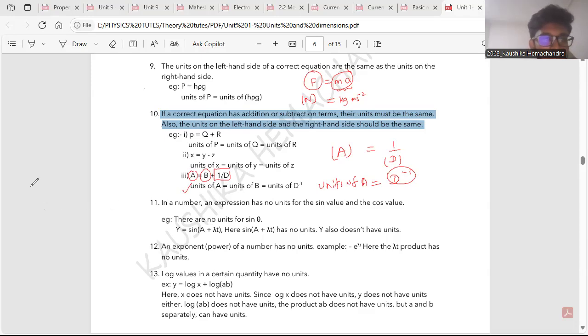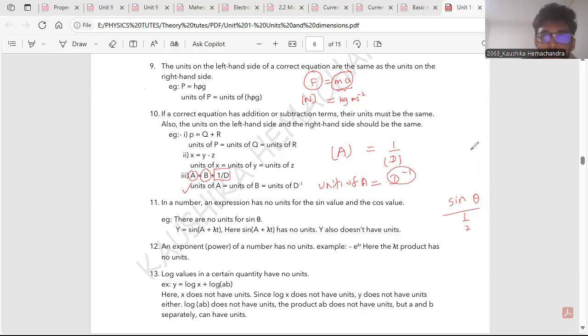Okay. So next it says, in a number, an expression has no units for the sine value and the cos value. What does that mean? දැන් අපි sin theta කියලා කියනවනේ. Right? Sin theta. අපි අර table එකකින් ගන්නේ sin 30 නම් half කියලා. That half ඒක half meters වත් half seconds වත් half newtons වත් එහෙම වෙන්න බෑ කවදාවත්. Sin values, cos values, tan values have no units. Right? They have no units.